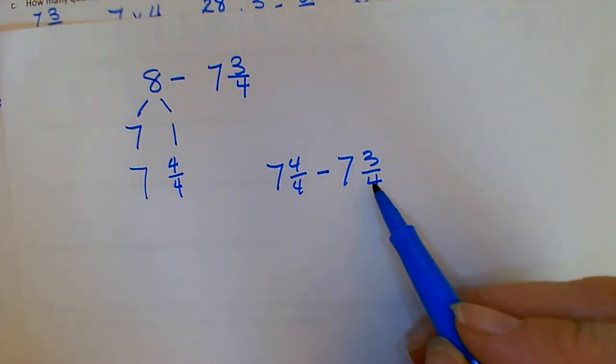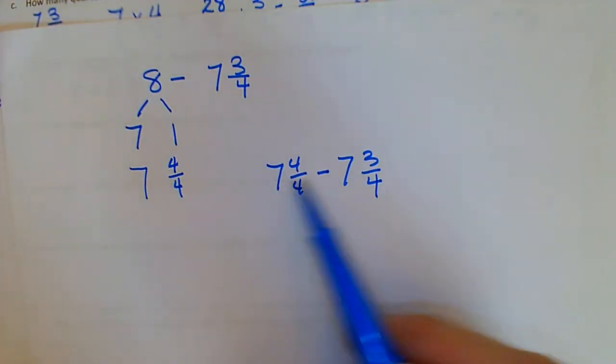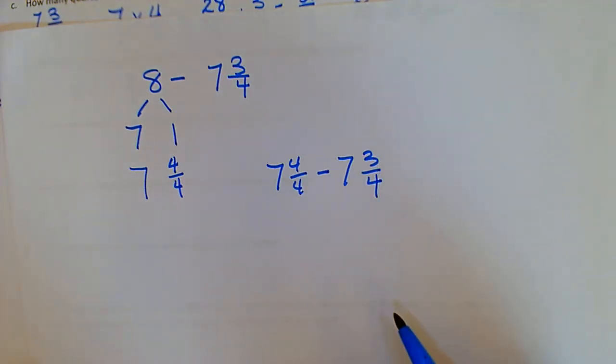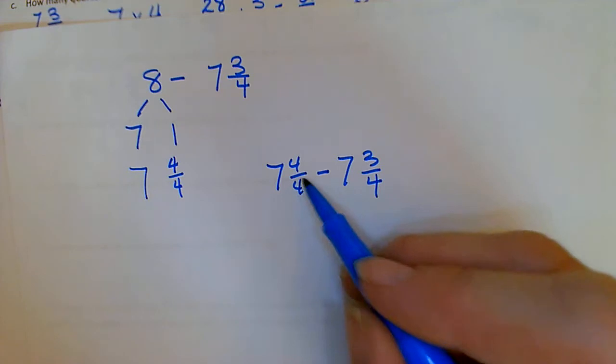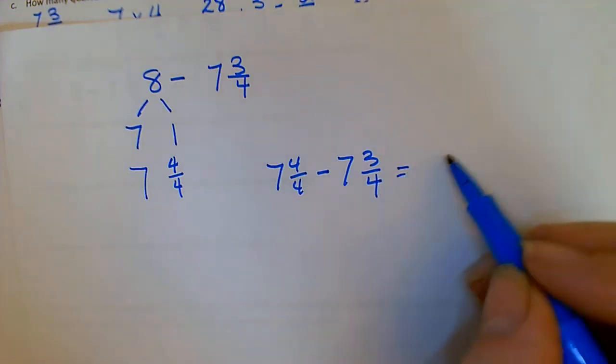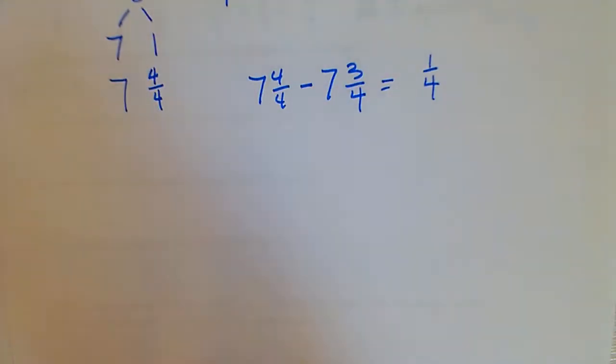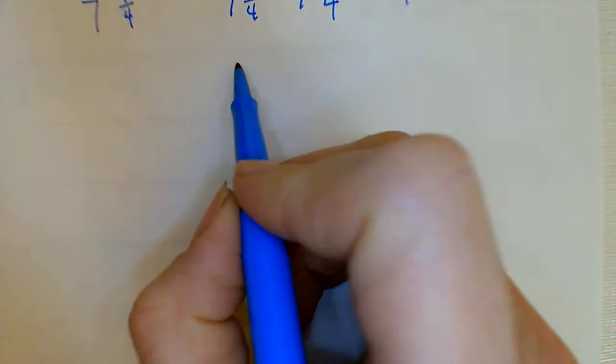And when I do that, I can see that my 7 is going to take away that 7, and my 4/4 is going to subtract 3/4. I'm going to take 3/4 away from 4/4, and that just leaves me with that 1/4 that we saw in the graph. Now again, I think that for a lot of you, doing it horizontally might be a little confusing. I want to go back to what you're really comfortable with. So let's do it this way.